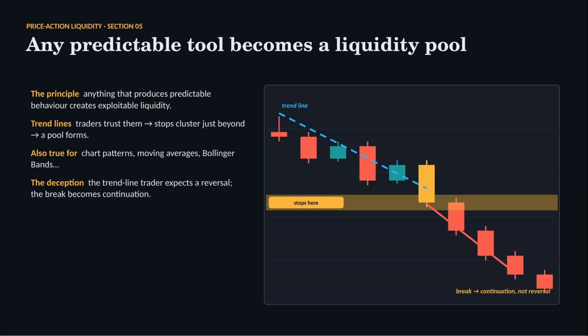Here is a principle that'll change how you see indicators. Anything that produces predictable behavior creates exploitable liquidity. Take trend lines. Traders trust them, so stops cluster just beyond them, so a pool forms right there. Same thing happens with chart patterns, moving averages, Bollinger Bands, all of it. And here's the deception. The trend line trader expects a reversal off the line, but the break of that line often becomes continuation instead. The tool everyone trusts becomes the exact liquidity that gets taken.